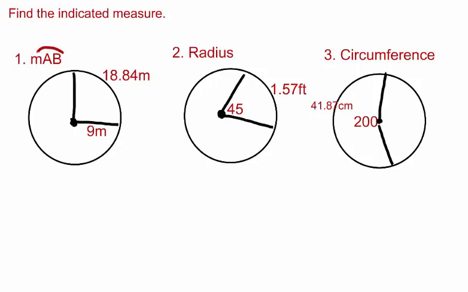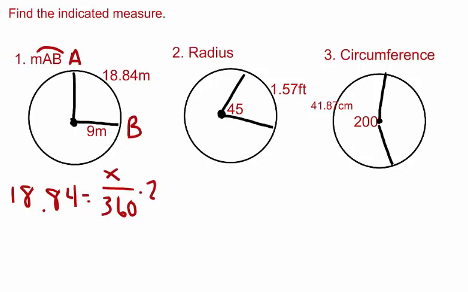Now for these three, it will give you part of the arc length, so it wants you to use the formula and work backwards to find different parts of it. So the first one is asking for the actual degree or the measure of the arc AB. So this would be points A and B. So 18.84 meters is your arc length. So set 18.84 equal to, we're trying to find the degree measure of AB, x over 360 times 2 pi and 9. So you're just going to have to solve that equation for x on the top.